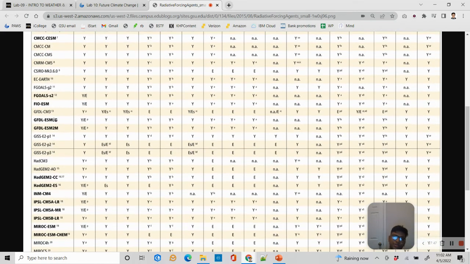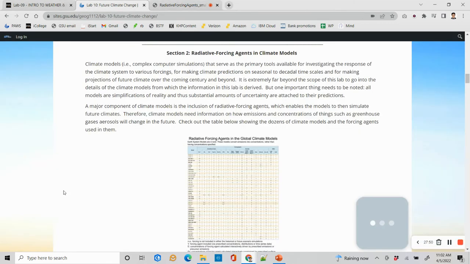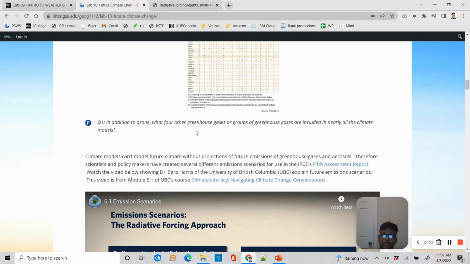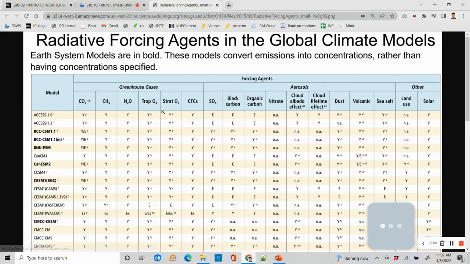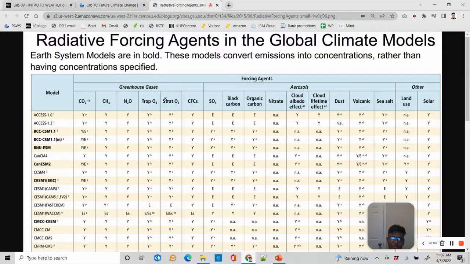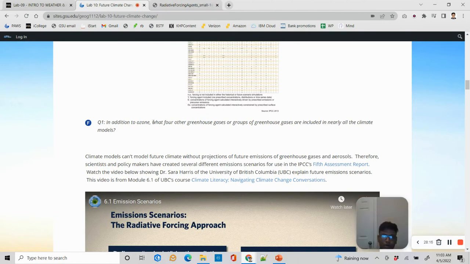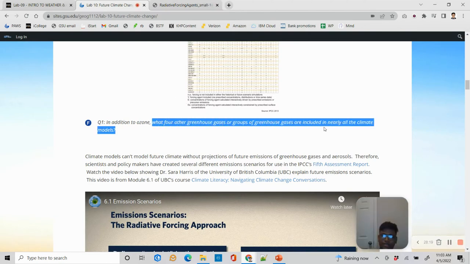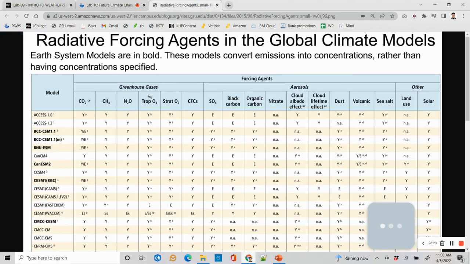Based on this, there will be some questions. So let's start with number one. In addition to ozone, what four other greenhouse gases or groups of greenhouse gases are included in nearly all the climate models? All you need to do is go here. In addition to ozone, these two, tropospheric and stratospheric, other than these two, what are the other greenhouse gases? There is carbon dioxide, methane, nitrogen dioxide, CFC. If you just avoid these two, there are only four other options for you.